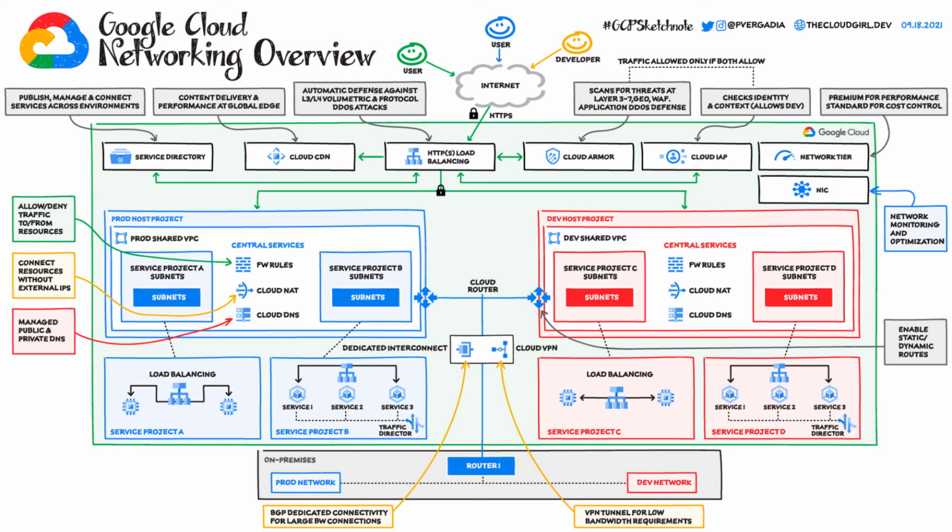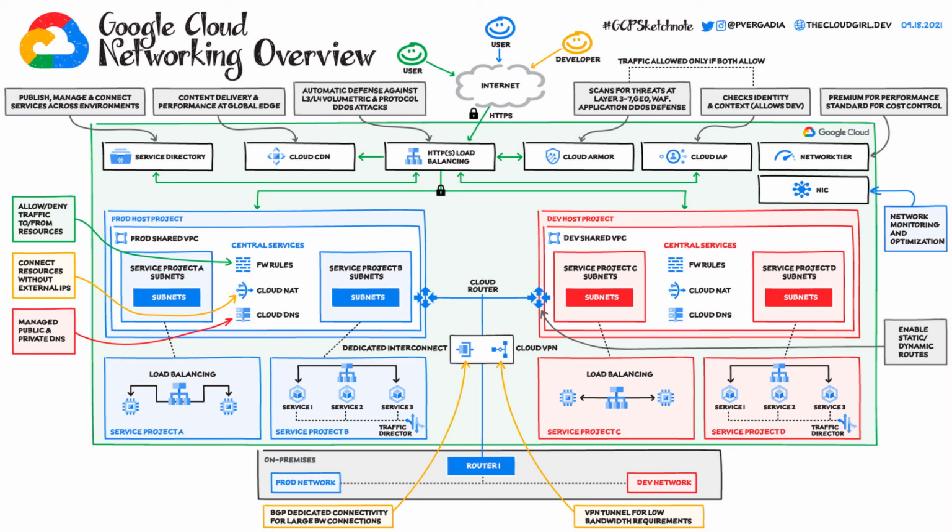Firewall rules are defined at the VPC level, but they apply to individual instances or groups of instances using network tags or IP ranges. So you define your firewall rules at a VPC level, but you can use network tags to define whether a rule applies to a particular range or a particular instance or a group of instances.